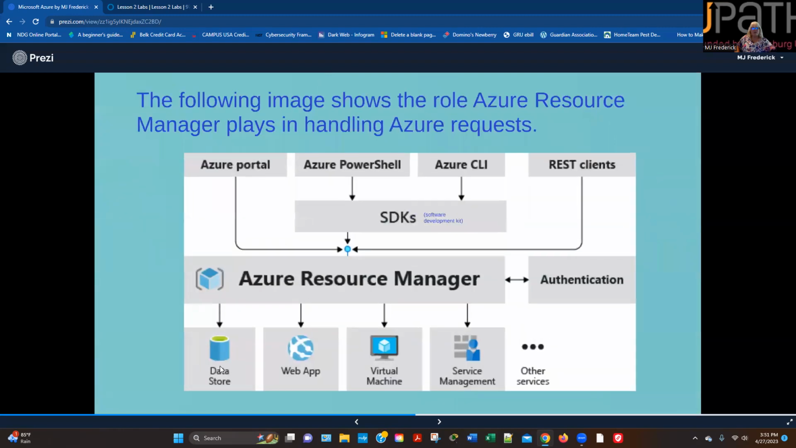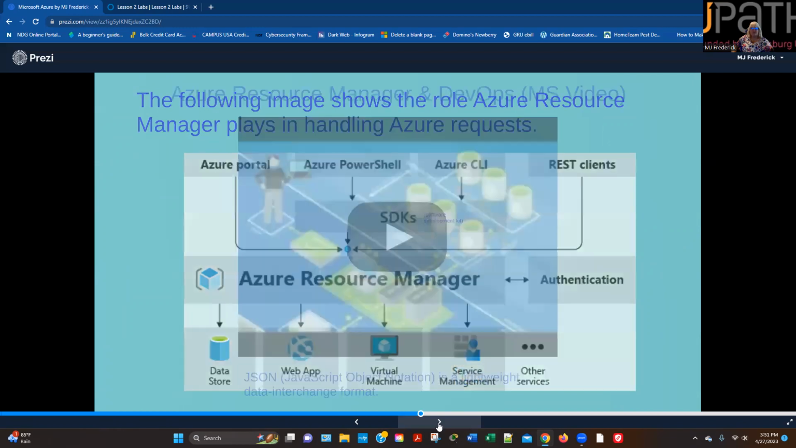And then you can either go to data storage, you can use your web apps, you can do your virtual machines, which you're going to do for this next lab, any type of server management or any other services that you have signed on for from Azure in order to do for your business or your enterprise.